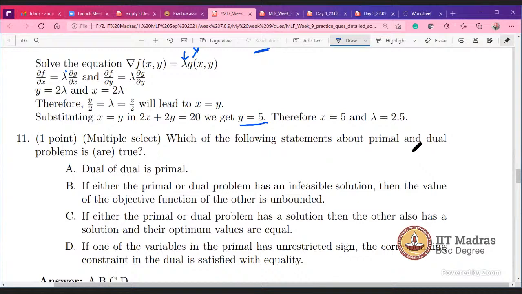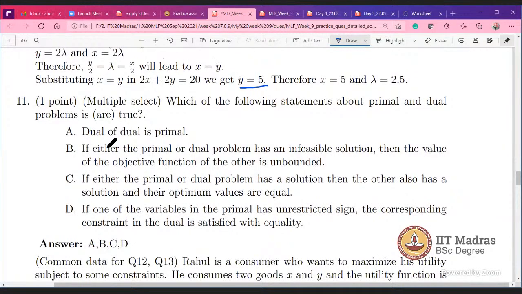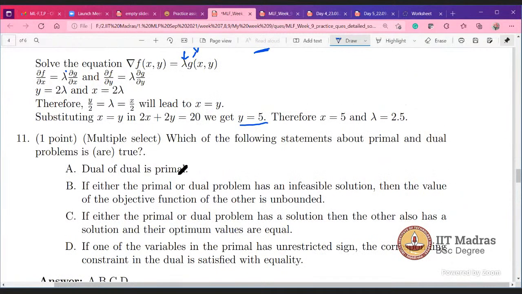So this is about some conceptual understanding for the primal and dual. So which of these are correct? So dual of a dual is primal. This is a correct statement. Why? Because when you have a dual problem, you are going to take a dual from a dual problem. So you consider that dual as a primal, then you are taking a dual of this primal. At that time, what you will get? A primal problem.